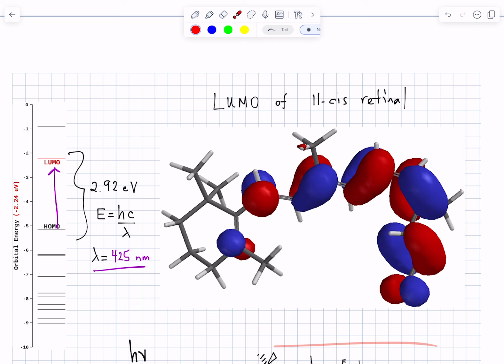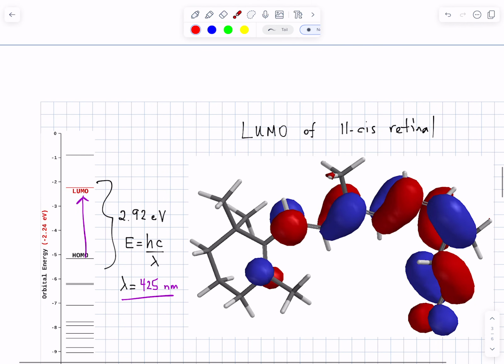And if you figure out what kind of photon you can absorb to promote an electron from HOMO to LUMO, it's in the visible region. You can look up what color 425 nanometers absorbance is. I think it's in the bluish, purplish end of the spectrum, but I could be wrong on that. I just don't know off the top of my head. Anyway, the idea is that this molecule absorbs visible light.